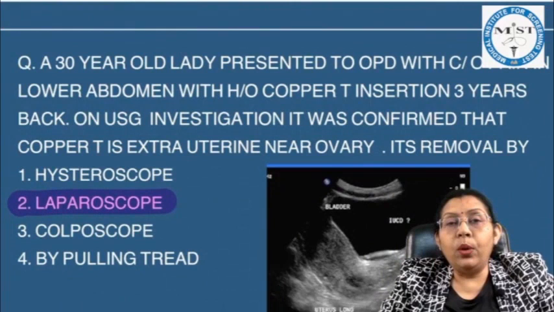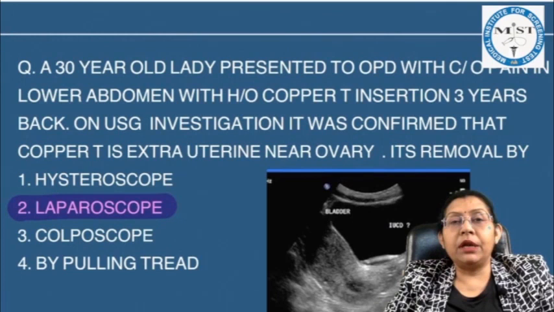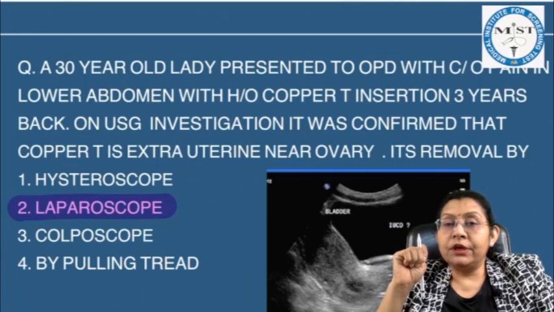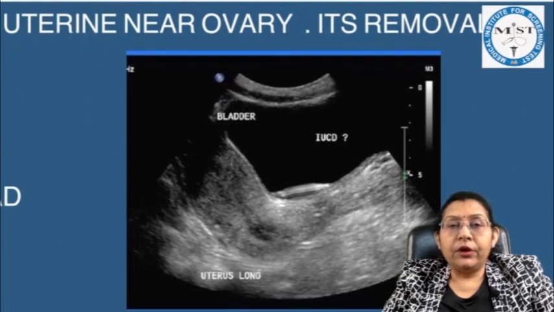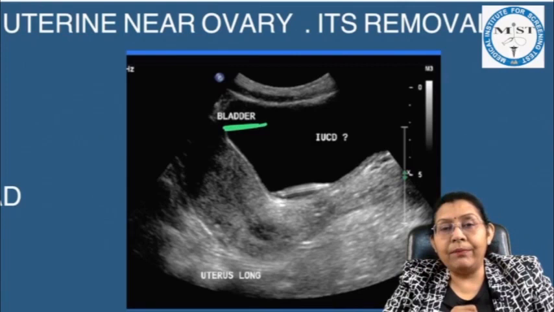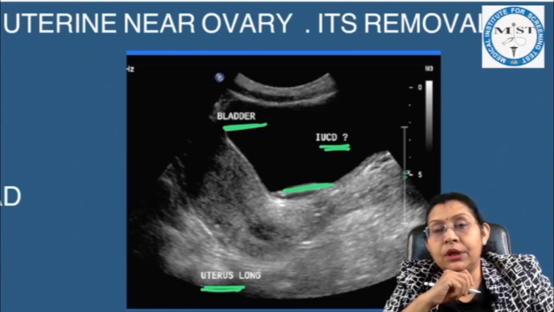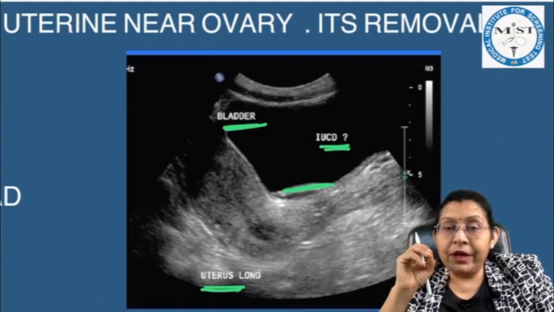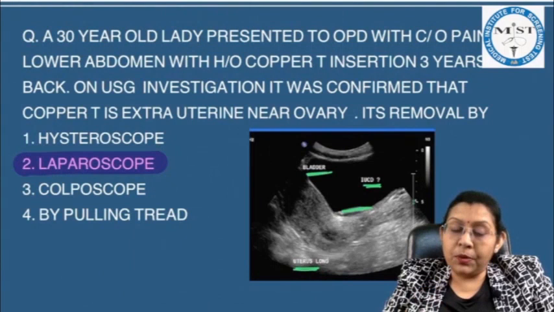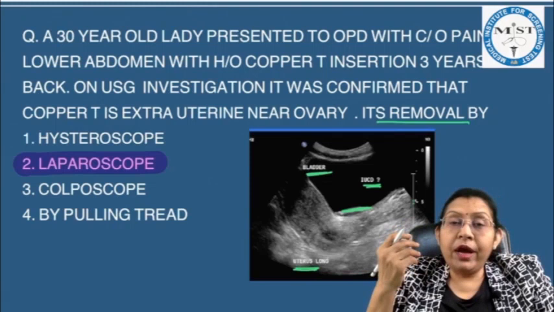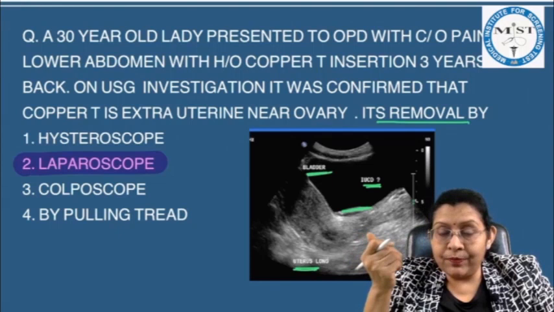A 30-year-old lady presented to the OPD with complaints of lower abdominal pain with a history of IUCD insertion 3 years back. In a lengthy question, we should try to identify the keywords as well as look at the image. If you look at the image, they have shown the bladder and the uterus in longitudinal section. And somewhere they have mentioned the IUCD. So they are talking about this shadow which looks like an IUCD. They are asking something related to the pelvic area with IUCD. And quickly we see the option that it is removed by. So they are asking how we have to remove this displaced IUCD. By the image and by the options, this is in our mind. Now we have to find out at which place this IUCD is displaced. So with this thought, we have to look for the keywords in our question.